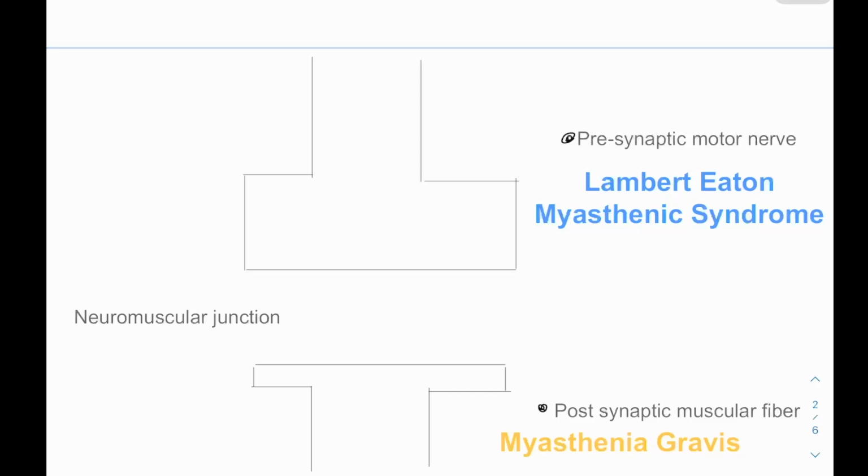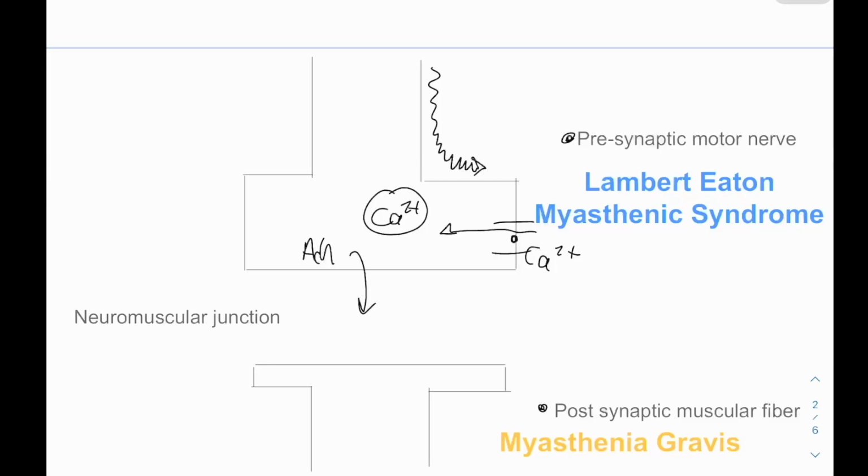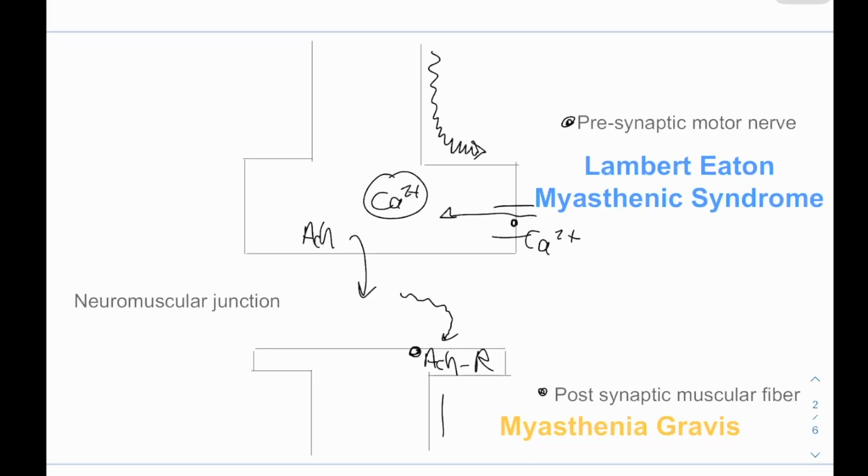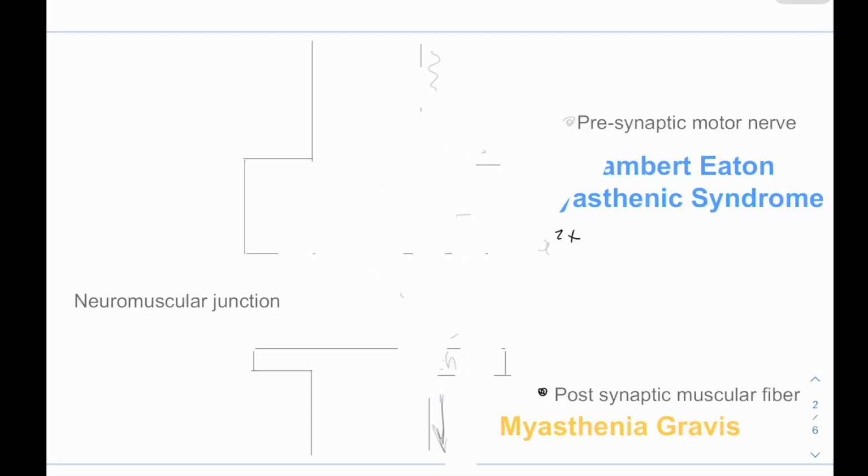In normal physiology, the presynaptic motor neuron will have some sort of electrical impulse that comes down and opens up a calcium channel on the presynaptic motor neuron. The calcium channel opens, and calcium is able to come into the nerve terminal. In the nerve terminal, acetylcholine is dumped into the neuromuscular junction, travels, and binds to the acetylcholine receptor on the postsynaptic muscular fiber. After binding, nerve conduction can go down the muscular fiber. And so that is how normal conduction works.